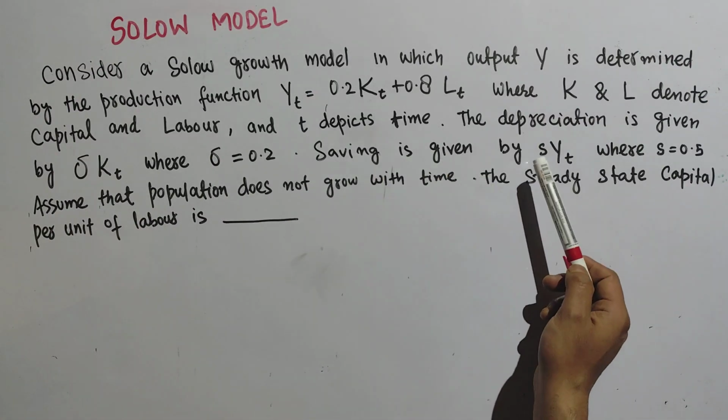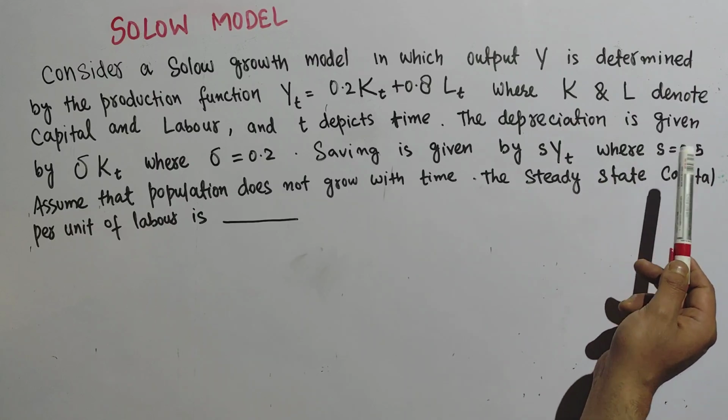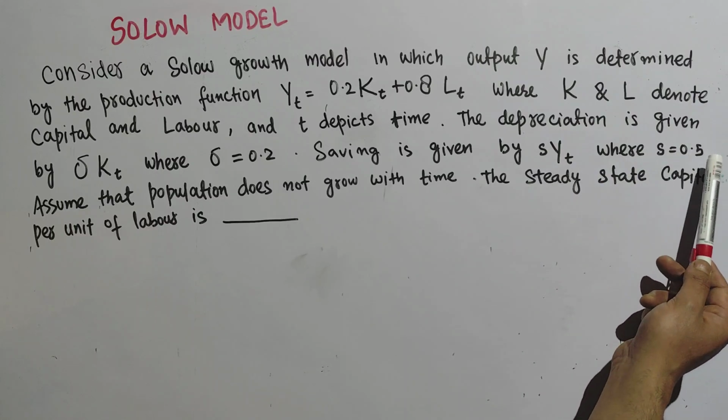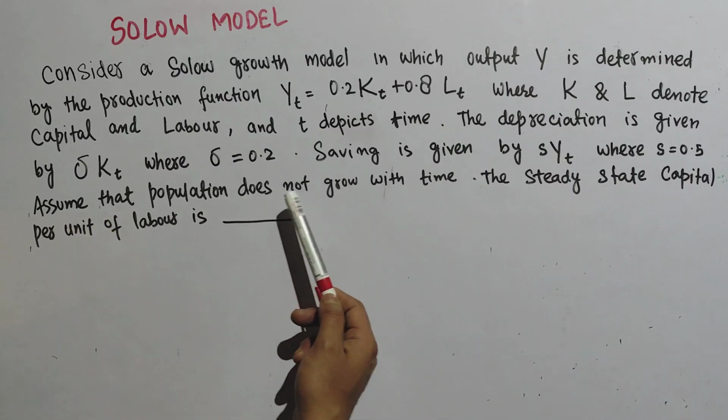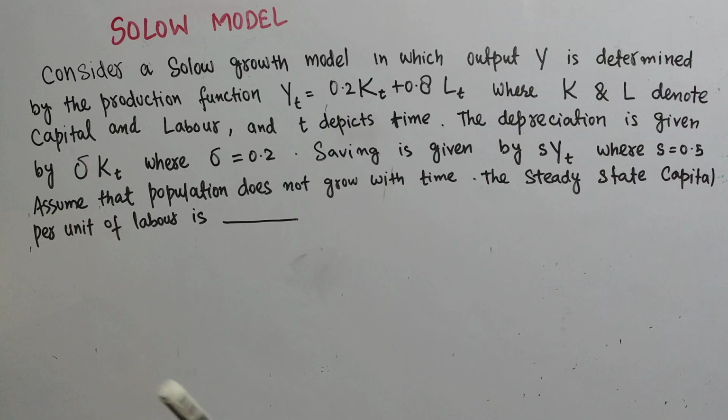Saving is given by s y_t, where s denotes the saving rate, which is equal to 0.5. Assume that population does not grow with time. The steady state capital per unit of labor is what we need to find out. Okay, so what we are being given here, let's write.